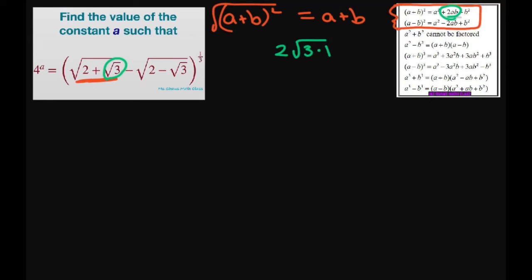Anytime you have this double radical, we want to look at this (a plus b) squared, because when you take the square root of that, you just get a plus b. And that's what we want to do. For our 2ab, we're going to use the square root part. So we basically need a 2, and then we have square root of 3 times 1. And that's what you look at first.